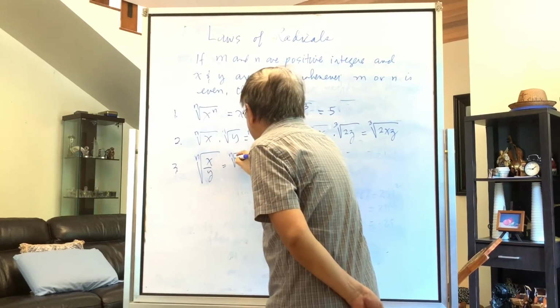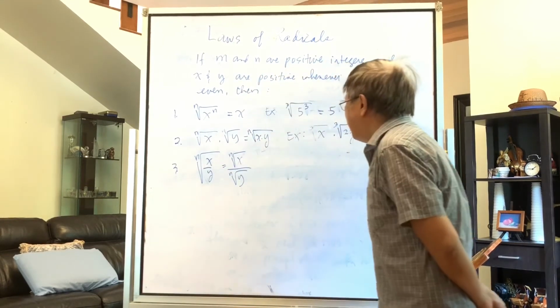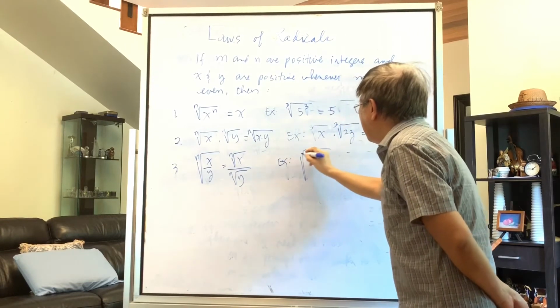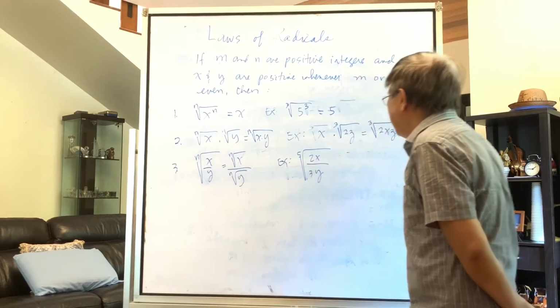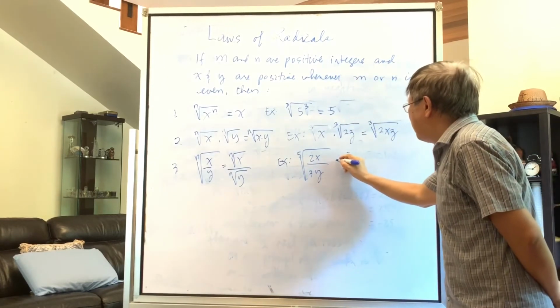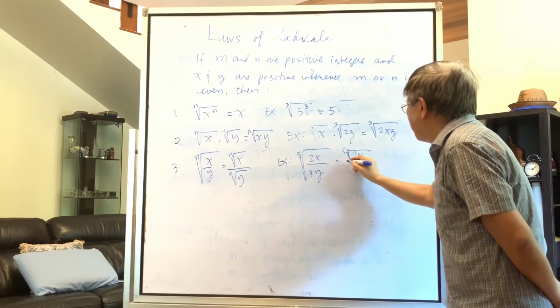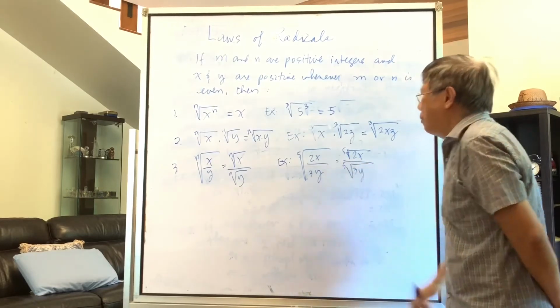Next one, nth root of x over y equals nth root of x over nth root of y. Example here, if we have the fifth root of 2x over 3y, we can actually rewrite this as the fifth root of 2x over the fifth root of 3y.